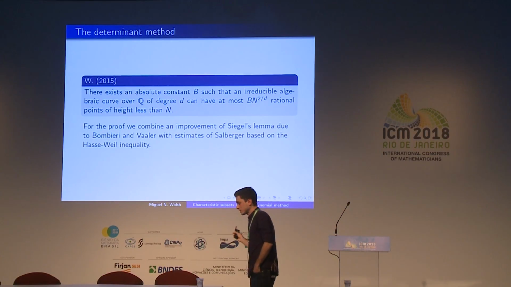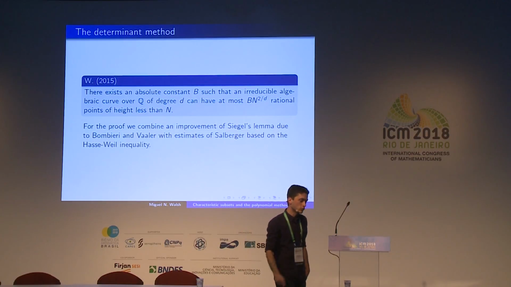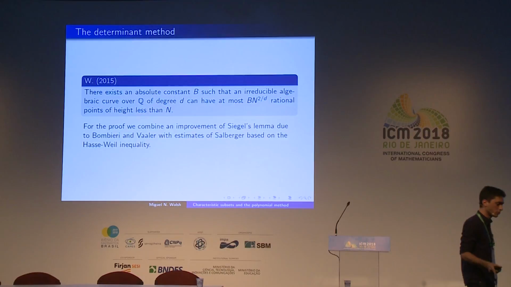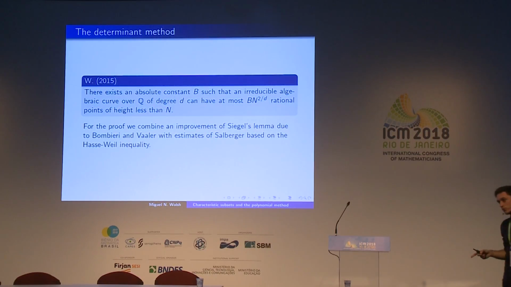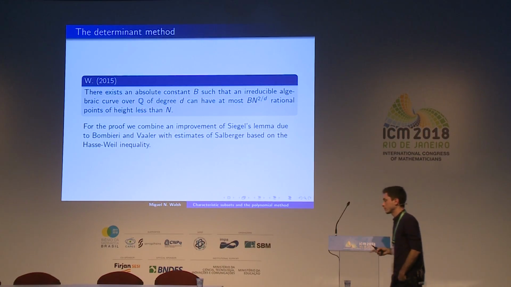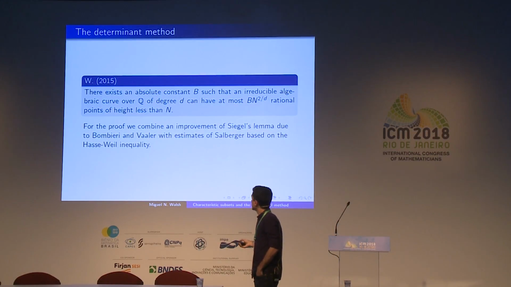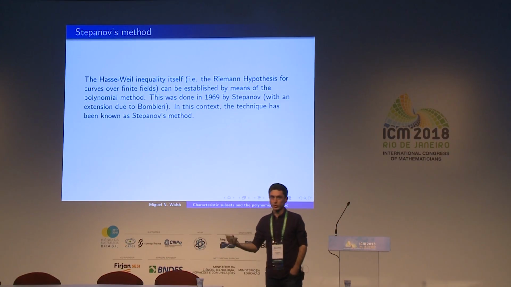Now, Salberger's result is based on the Hasse-Weil inequality, and again, I want to illustrate the point of how robust the method is. We started with the distribution of sets in residual classes. The polynomial method applies there. We move to the closely related field of estimating points on curves and varieties. The polynomial method applies there as well. We need to use the Hasse-Weil inequality. Hasse-Weil inequality is another example of something where the polynomial method works.